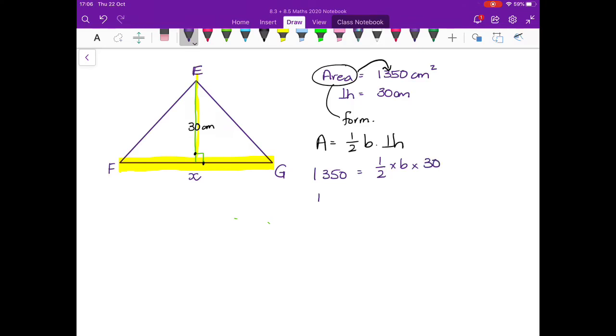So I can simplify on the right. I can say 1,350 equals, well, a half times 30 will give you 15 times b. And if you remember from algebra, 1,350 equals 15b. Divide by the coefficient of the variable. So I divide by 15. I divide that side by 15. These two cancel, and so my base will equal 90 centimeters. And it's centimeters because we are finding the length of a line and not the area.